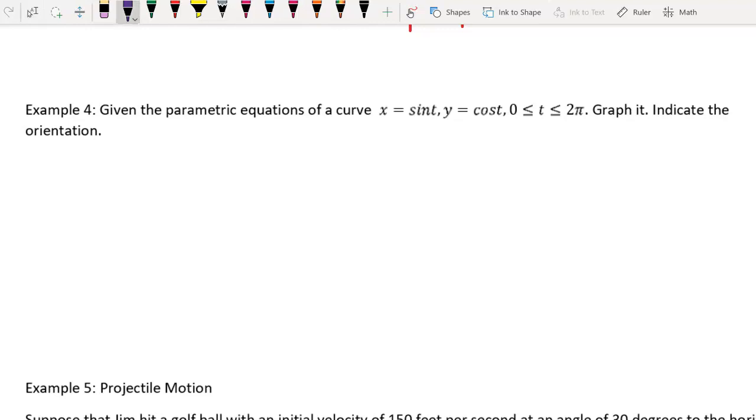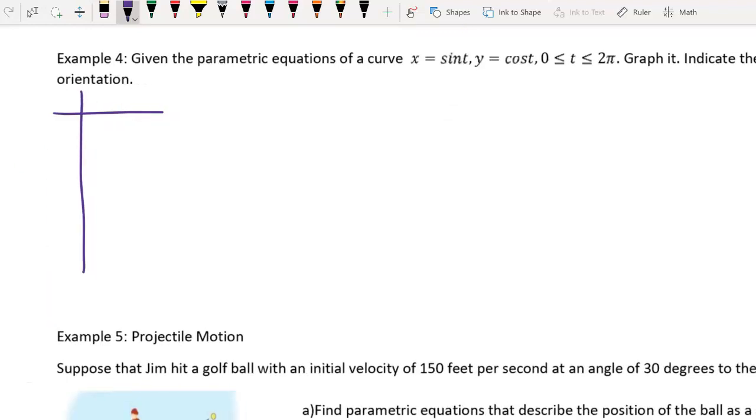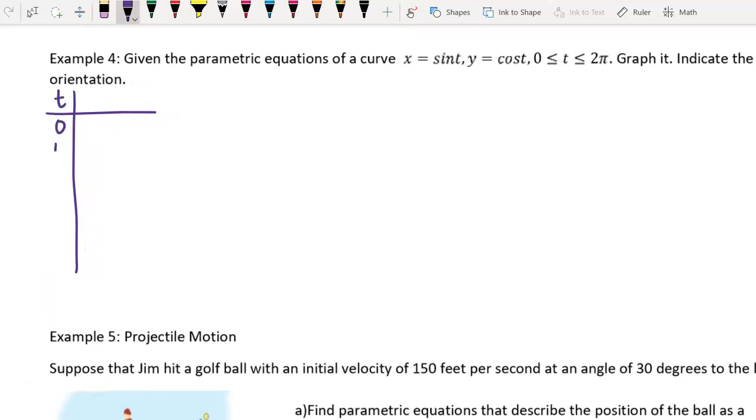Make a chart. Yep. Is our time limited? Yes. It's only from 0 all the way to 2 pi. So you use the values that you don't need a calculator for. Okay, so x and y. All right, here we go.